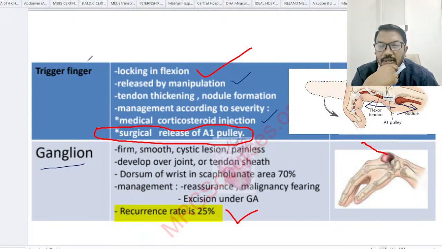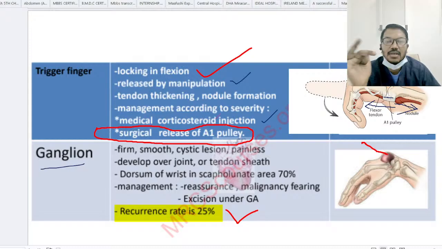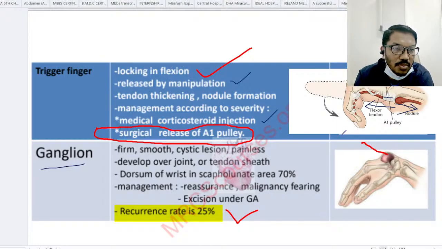Then trigger finger, locked in flexion, released by manipulation, tendon thickening, nodule formation. Management according to the severity, surgical release of A1 pulley mainly. So this is A1 pulley, this one, and this is the flexor tendon, and there is formation of a nodule. This nodule entraps proximal to the pulley. So treatment will be only release of the pulley and the patient will be symptomless.